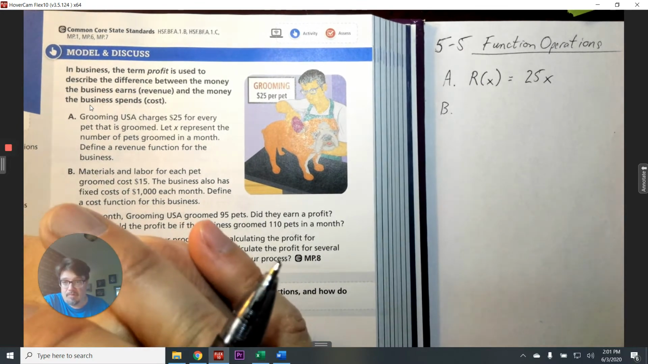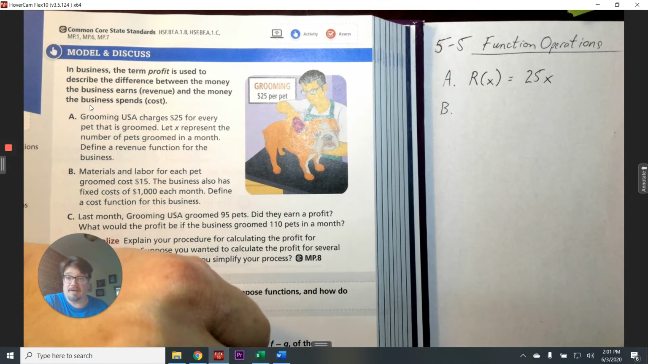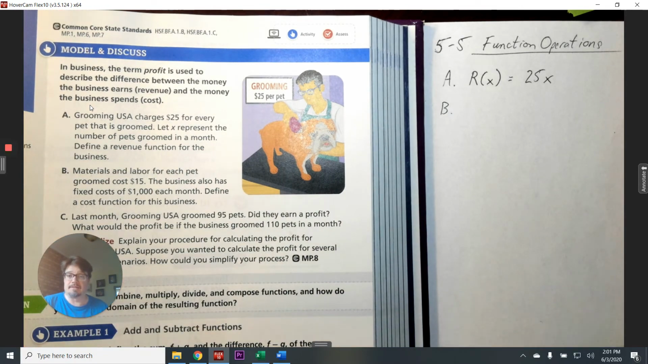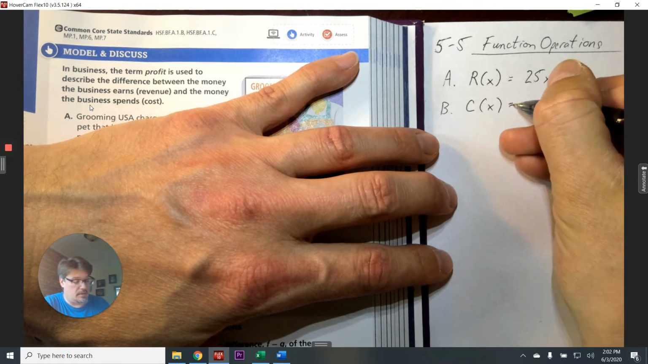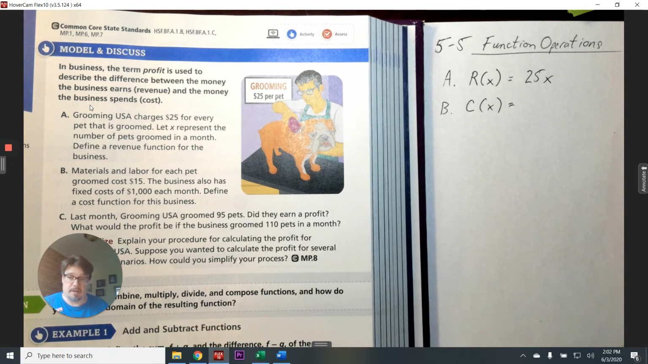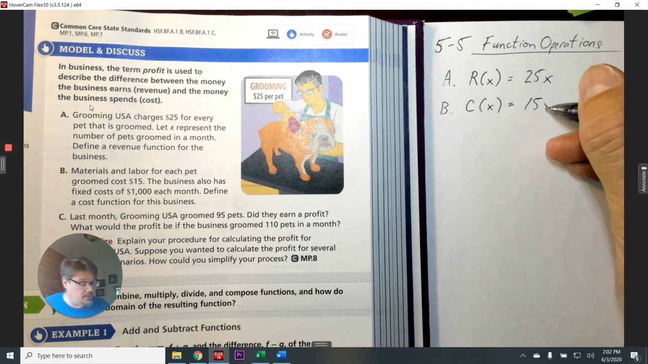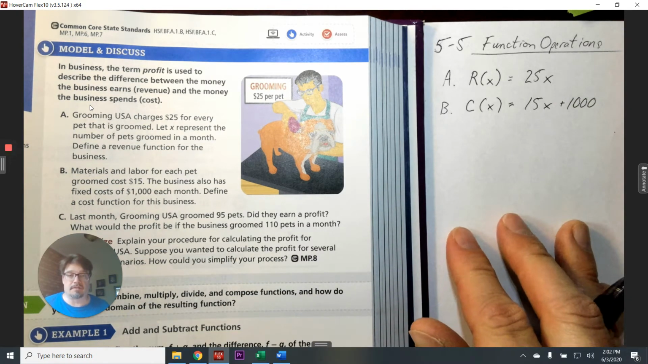Now, materials and labor for each pet groomed costs $15, but the business also has fixed costs of $1,000 each month. That could be in rent, licensing fees, etc. So there's all kinds of things associated. And the bigger the business, the more complex these things are. So we're going to call this the cost function, right? Okay, so the revenue function is money coming in, cost is the money going out, and 15 of that goes into supplies for the pet each time, but then every month it has to actually add $1,000 of cost for whatever reason. We don't know what it is.